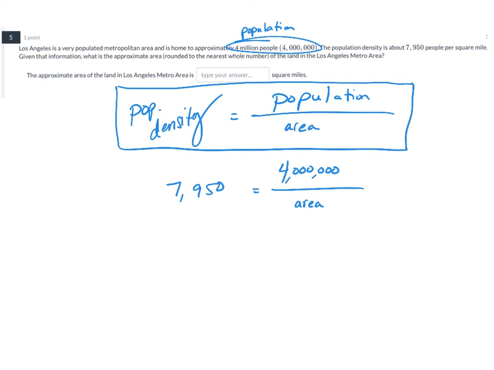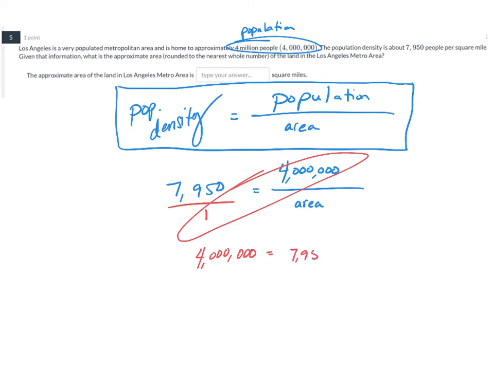So we could set it up as a proportion and solve it. I know a lot of my classes like writing proportions and are good at solving them. So sometimes that makes it a little bit easier if you want to put that 7,950 over 1, and then you could cross multiply like a butterfly. One times 4 million is still 4 million. 7,950 times the area. All right, we want to solve for that A. So I'm going to divide by 7,950.